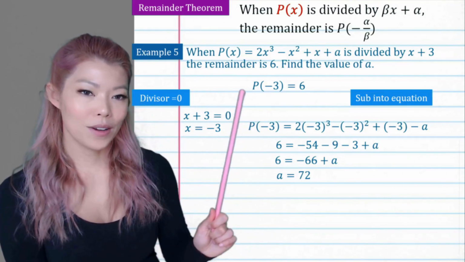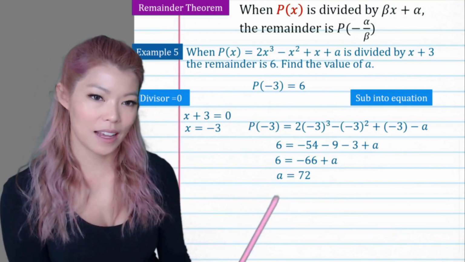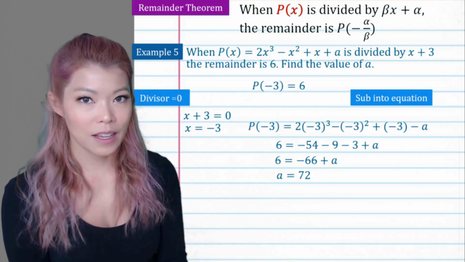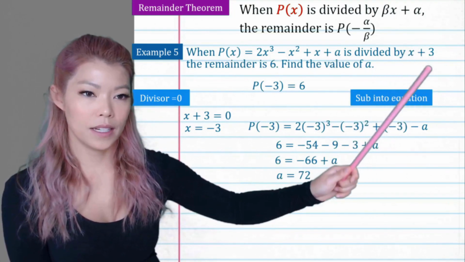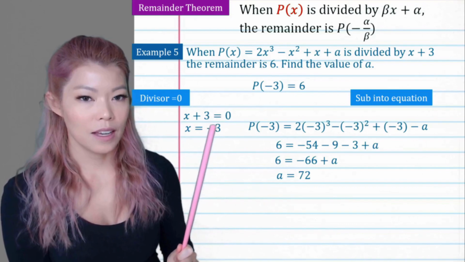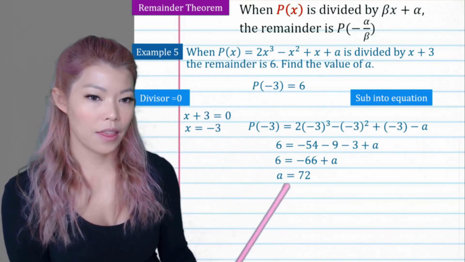So give that one a go again. It's a little bit confusing because we're working kind of backwards to find what a is, and we're given the remainder. And don't forget what the remainder theorem is. So whenever you divide a polynomial by a divisor, let the divisor equal 0, and whatever that value is, if you substitute it back into the polynomial, you're going to obtain the remainder.